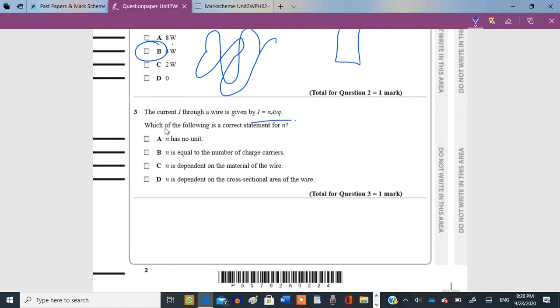Okay, NAQV basically. Which of the following is the correct statement for N? What does N represent? Number of charge carriers per unit volume. So it is dependent upon the material of the substance of the wire actually. It is a property of a wire. It's not the number of charge carriers, it's the number of charge carriers per unit volume. I've been repeating this again and again. And it is dependent upon the material of that wire.